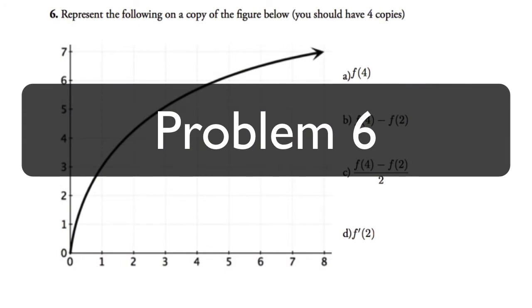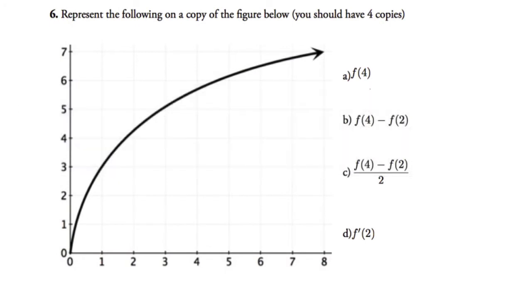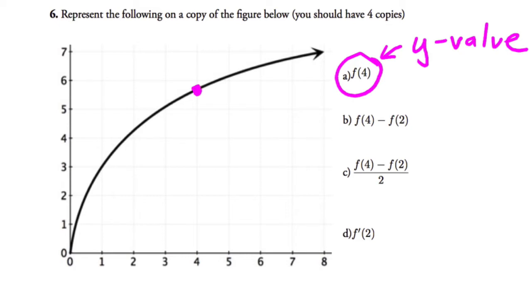Okay, so what I'm trying to do here is see if I can make the connection between these four things and the graph. The first one is f of 4. Well, that's simply the y value when x is equal to 4. So right here, this would be f of 4, just that point.